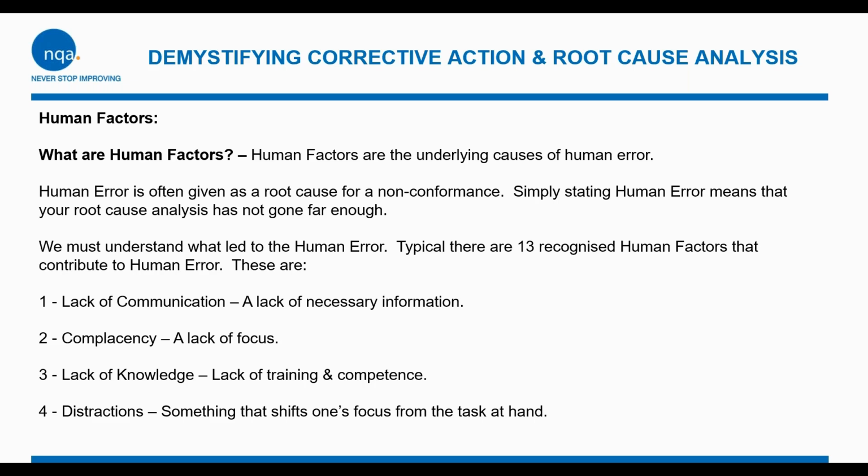Typically there are 13 recognized human factors that can contribute to human error, and here they are. So a lack of communication, so necessary information was not passed along. Complacency, a lack of focus from the individual. A lack of knowledge, where there's a gap in training or competence. They could be distracted by something. Somebody asks them how the football match went last night, or did they enjoy dinner at a certain restaurant that they'd been to, and whilst they're answering, they're not paying attention to the thing that you're doing, and the fault creeps in.